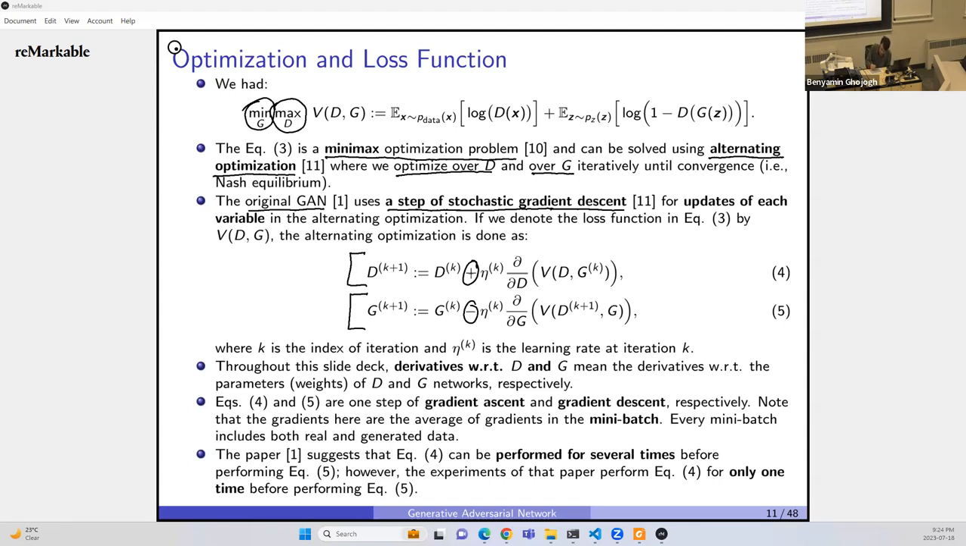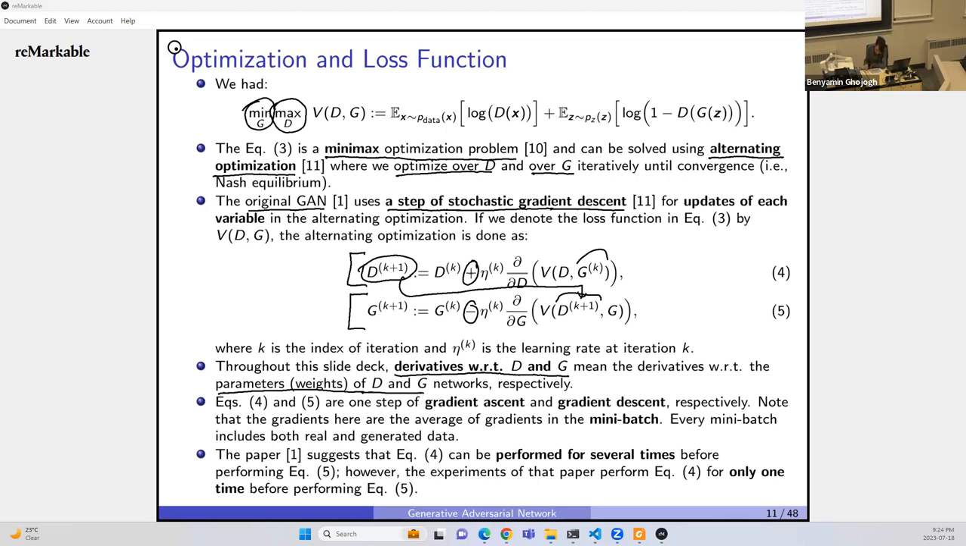As you see, when I find the D, I put it in the loss function. I use that optimized D in the loss function. Also, I use the previous, updated G for the D. K here is the iteration index. Here, derivatives with respect to D and G, what do I mean? What do I mean by derivative with respect to the discriminator? It means derivatives with respect to their parameters or weights. They are neural networks, okay?